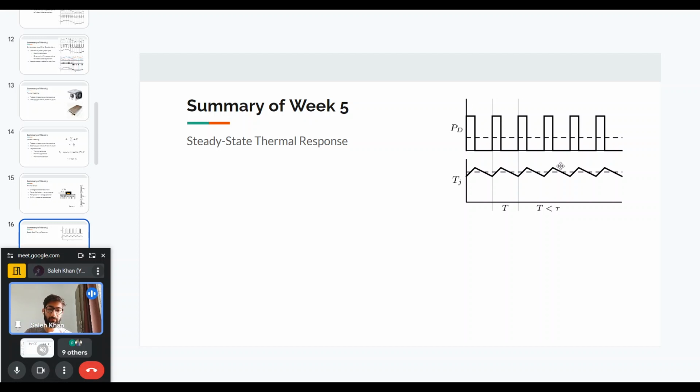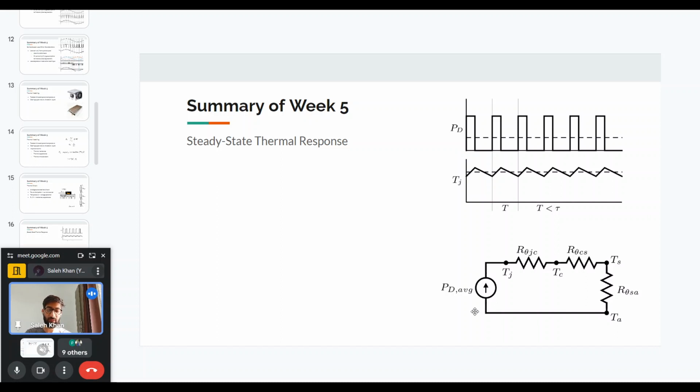And if the device is such that the switching time is less than the thermal time constant of the device, then the temperature of the device will not change very much. It will just rise and fall very small, it will be almost constant. And in that case, this situation is called a steady state thermal response. In that case, we can basically use a very simple thermal circuit wherein the average power loss, which is given by this dashed line, is taken as a current source.